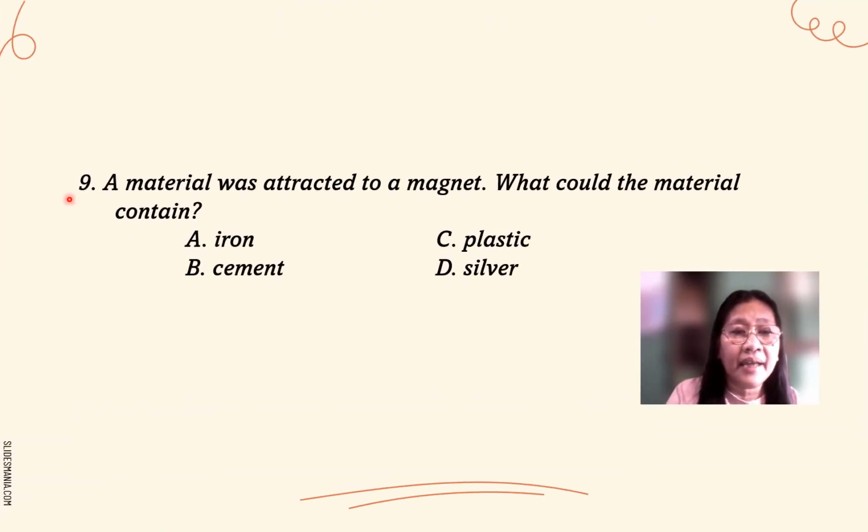Question number 9. A material was attracted to a magnet. What could the material contain? A. Iron. B. Cement. C. Plastic. D. Silver. The answer is letter A. Iron.